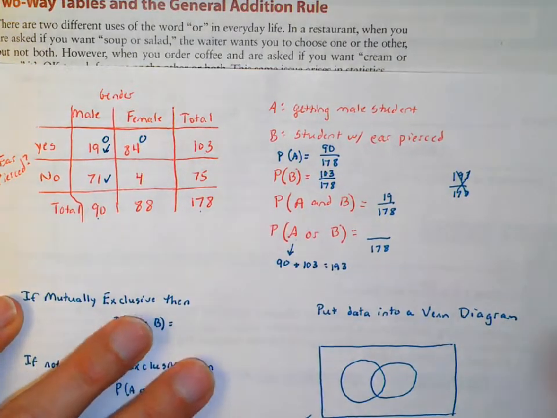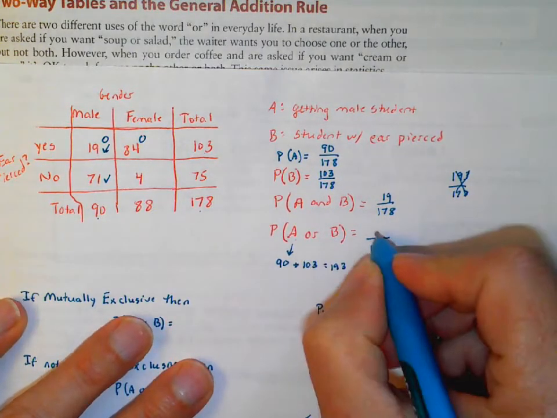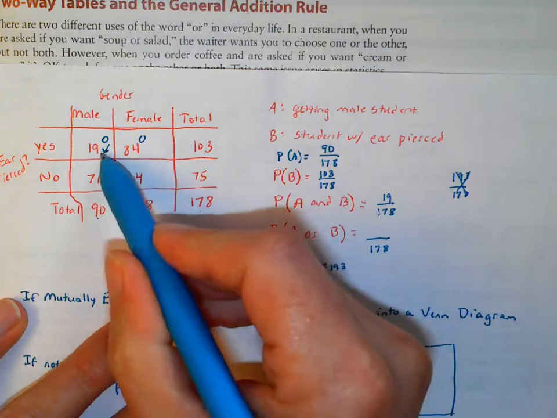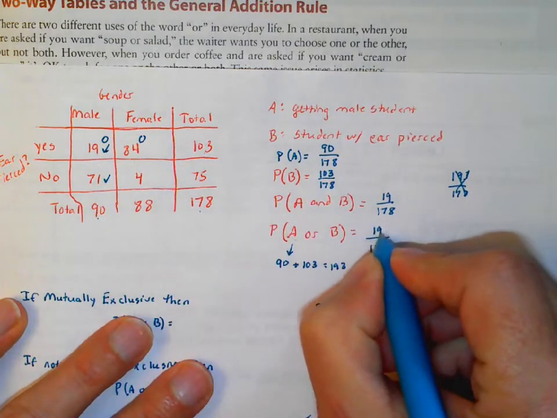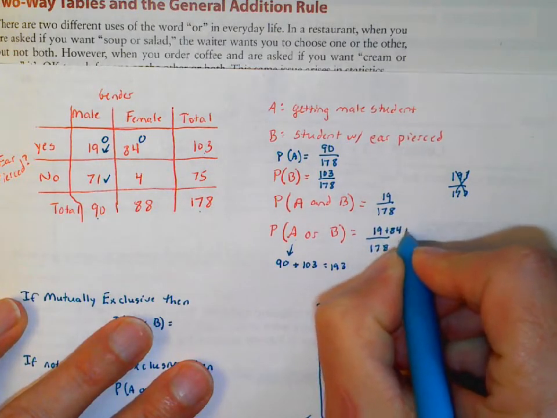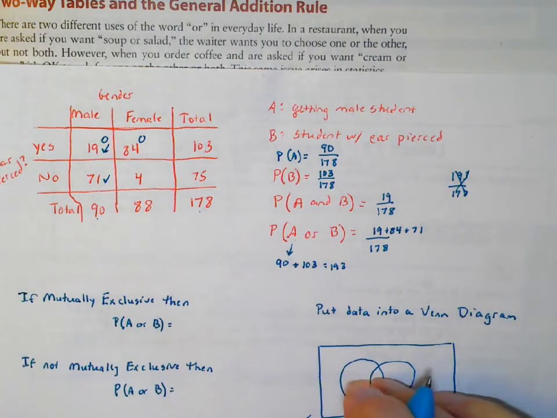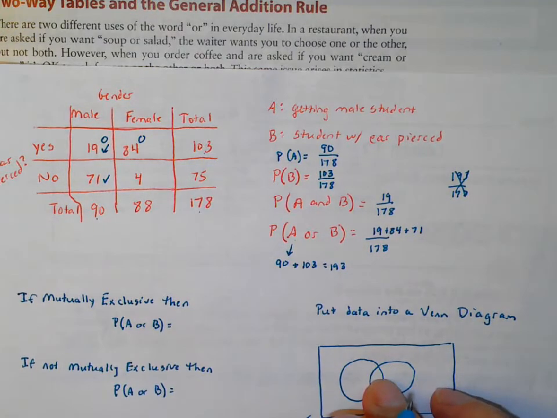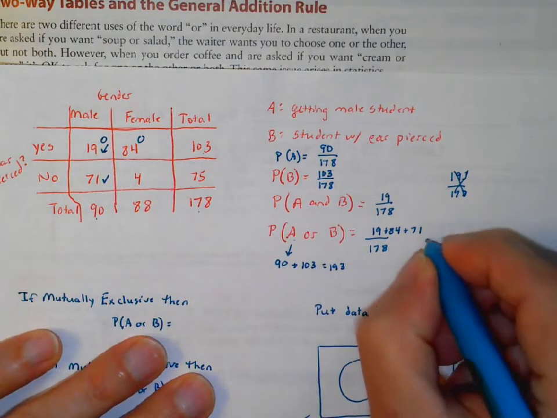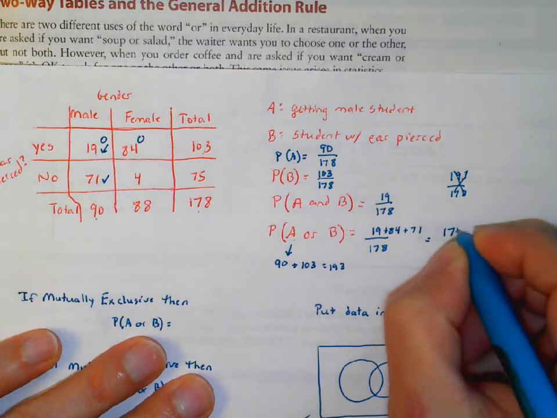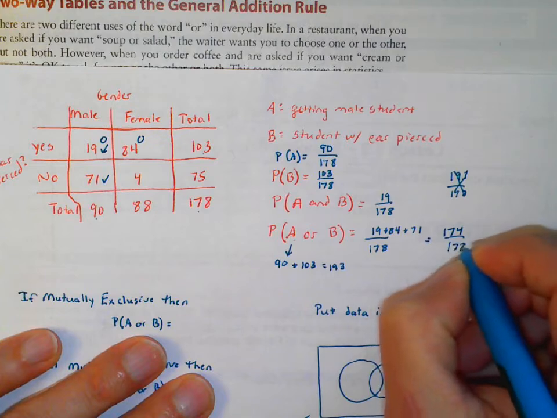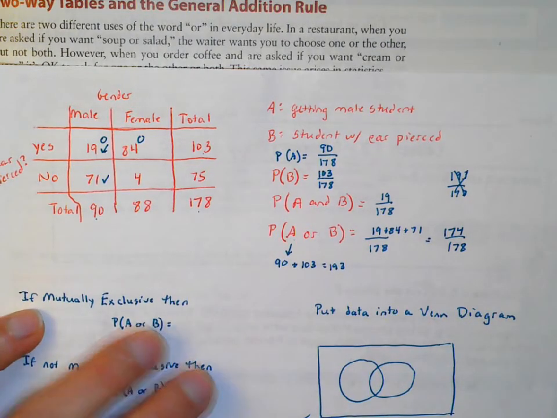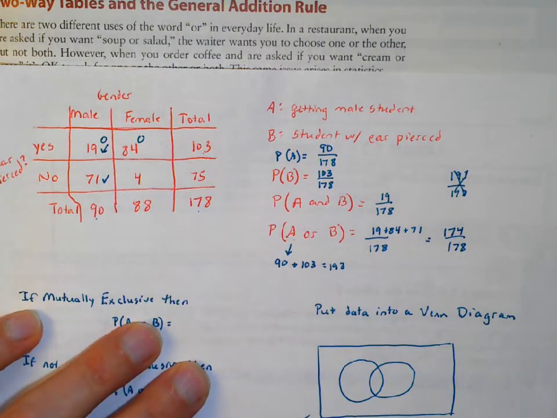So one way to find A or B is to think about how many are these people, or these people. So it would be 19 plus 84 plus 71. If I add 19 plus 84 plus 71, I get 174 out of the 178 people who would be male or have their ears pierced.